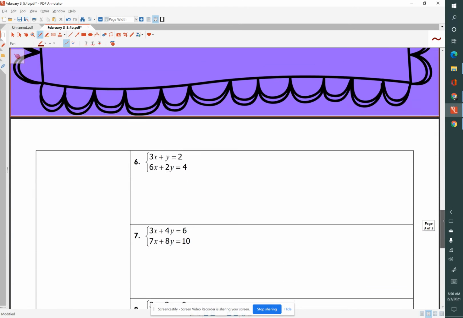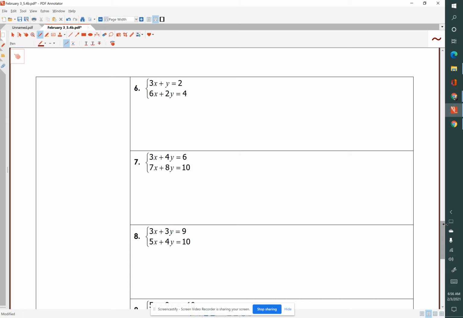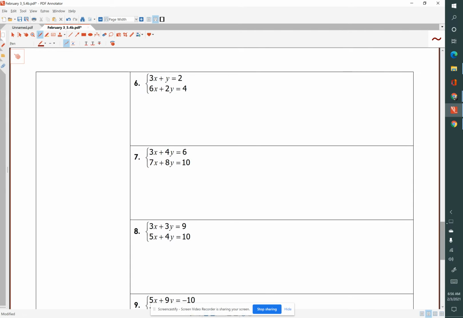Let's begin our lesson. We've been multiplying one or more equations by some number to produce matching opposite coefficients for one of the variables. So let's remind ourselves, we need matching opposite coefficients.